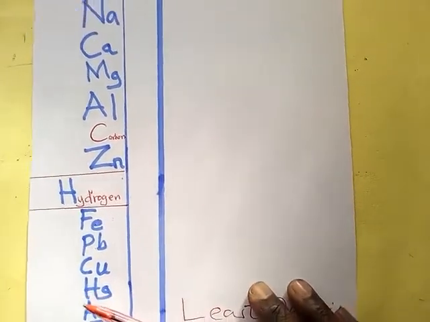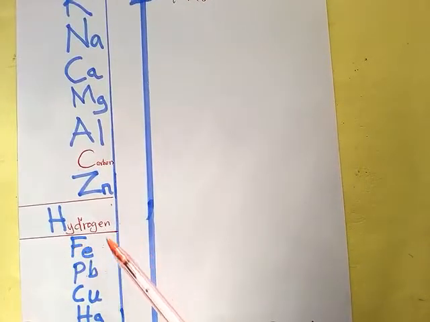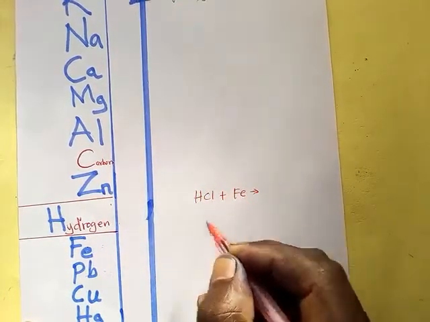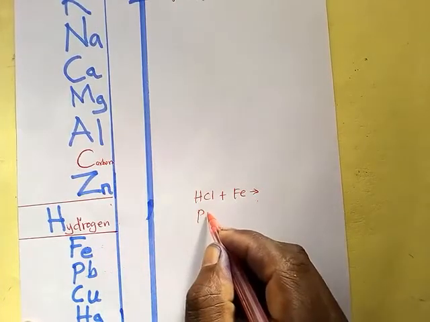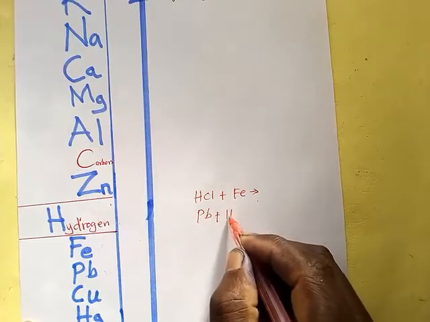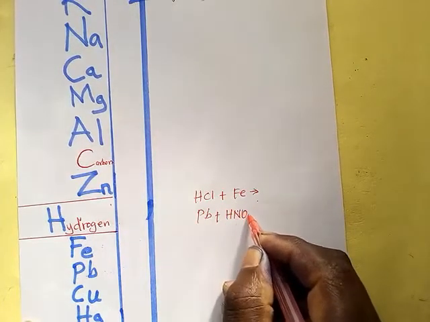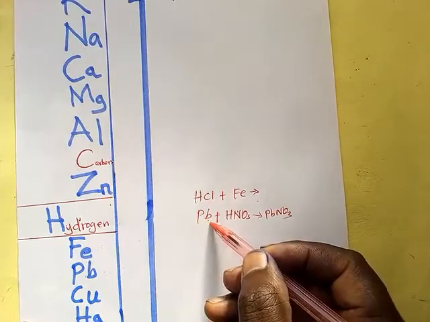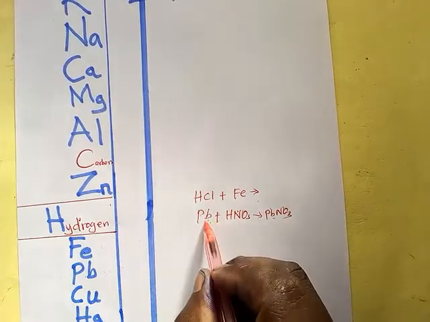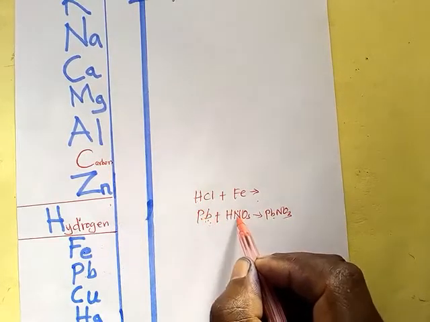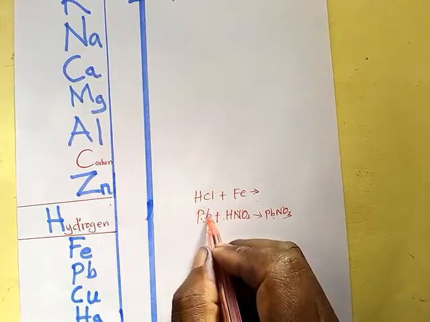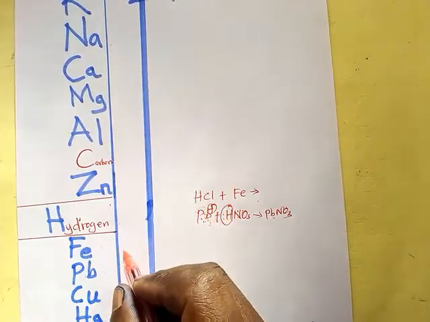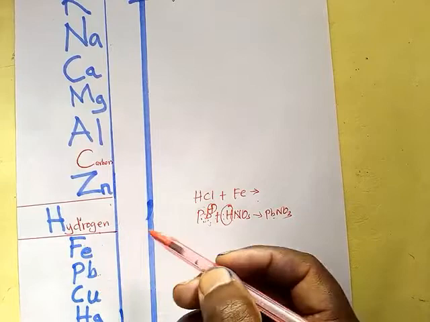Therefore, the reason why I'm showing you this is because you cannot react, for example, HCl plus iron to form iron 2 chloride. You cannot react lead directly with nitric acid to form lead nitrate. If you are asked, starting with lead, describe how to prepare lead nitrate, there is no way you are going to say add nitric acid to lead. Why? Because lead ions cannot displace the hydrogen here, because lead is less reactive than hydrogen. You understand that?